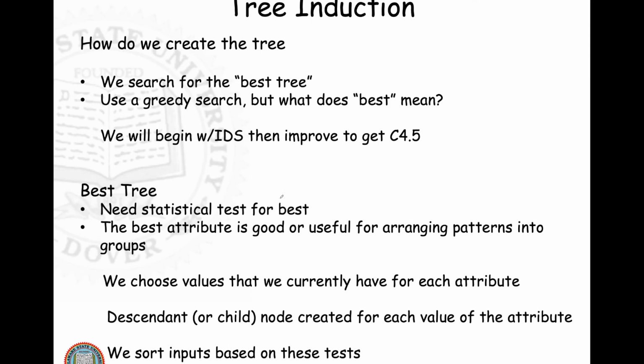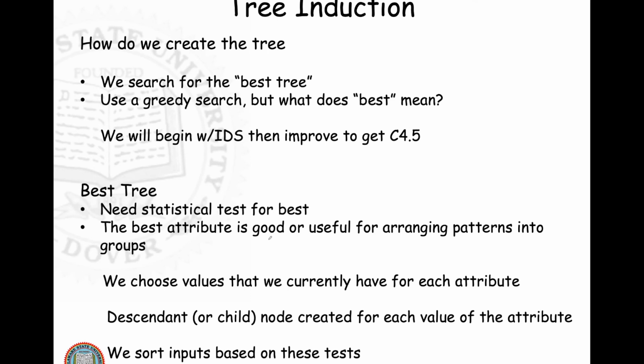And so the question then, how do you create the tree? It's essentially searching for the best tree, but what does best even mean? So when you're searching for a tree, you're taking your historical data, and you want to know, how do you organize these tests, these nodes of the tree? And so you're going to use a greedy search to do this, but what does best mean? It's trying to optimize, maximize or minimize something. And so to mechanize this notion of best tree, you need a statistical test for best.